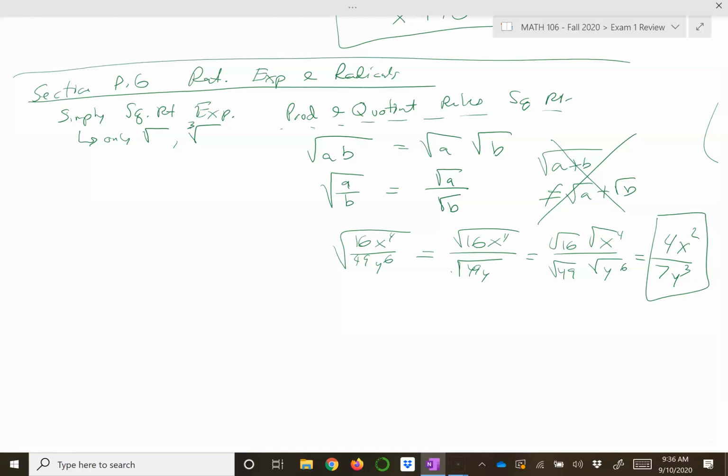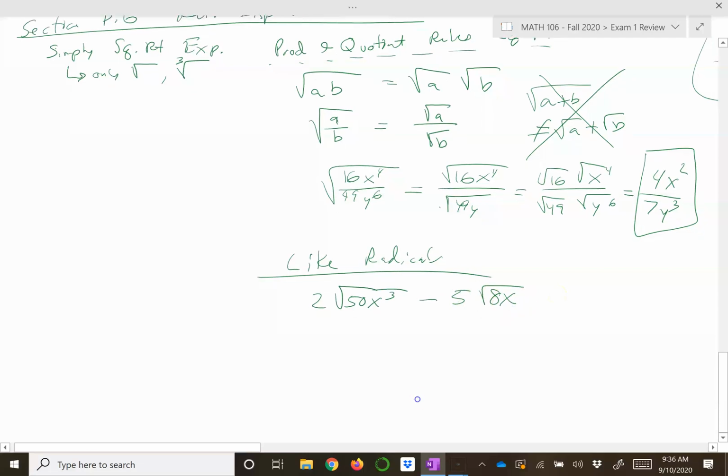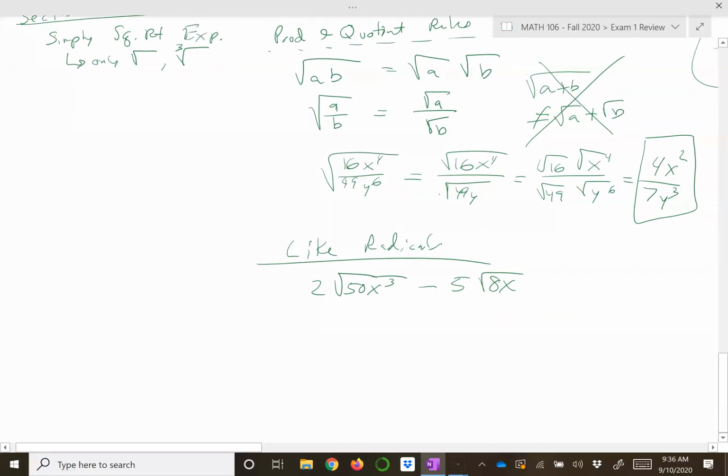All right, the next type. I know we're running out of time, but we're getting close. Like radicals. Make one up real quick: 2 square root of 50x cubed, minus 5 square root of 8x. Is that going to work? Yep, I think so. They're not like radicals, so what you have to do is simplify those radical expressions.